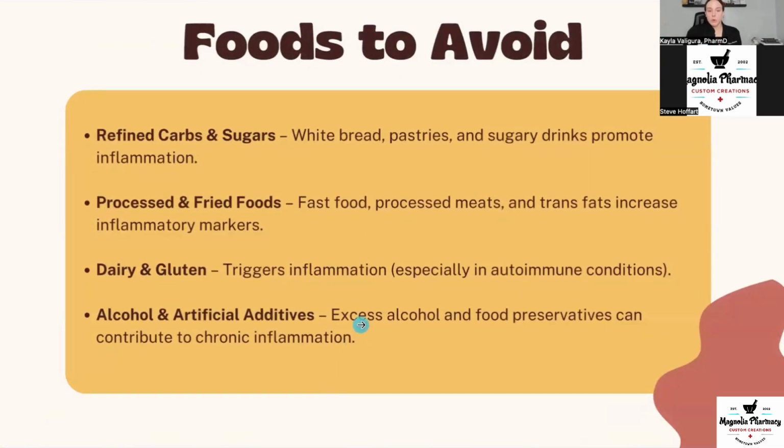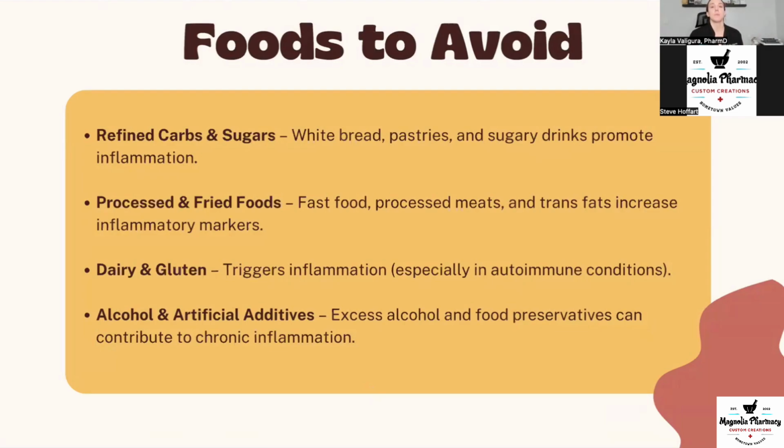So some foods to avoid in terms of diet. We want to definitely try to limit our refined carbs and sugars. So that's our white bread, our pastries, our muffins, our cupcakes, things like that, as well as sugary drinks and sticky candies. Processed and fried foods. So again, those are chock full of those omega-6s, very inflammatory. Our immune system does not like all of the inflammation that comes along with these foods.